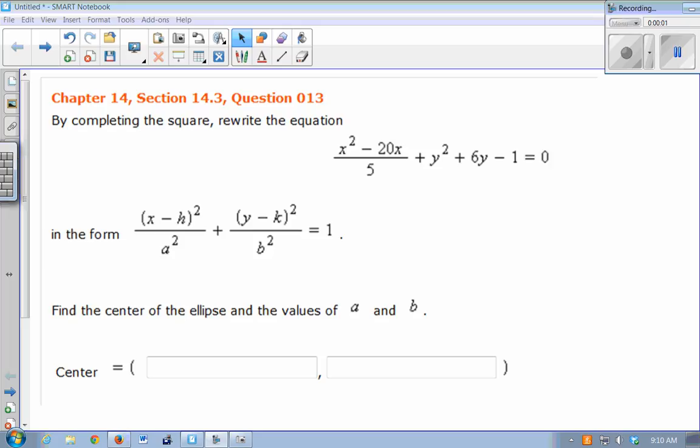First question, by completing the square, rewrite this equation into the standard form of an ellipse. Okay, so I go to complete the square. So I'm just going to move this to another page so I have some room.